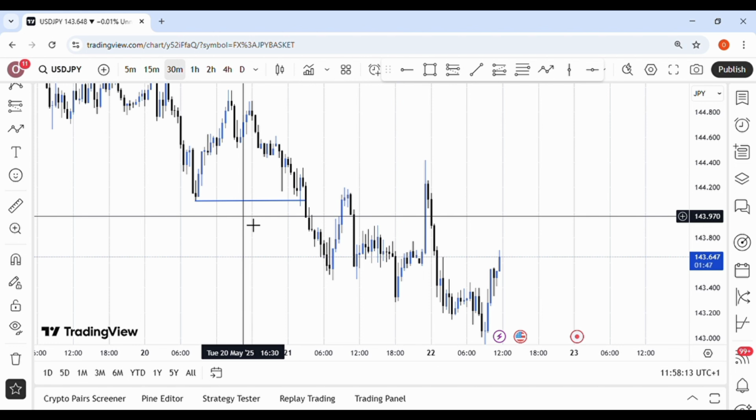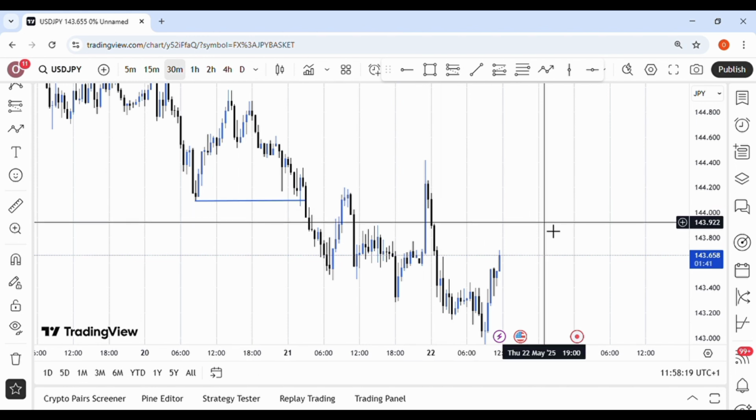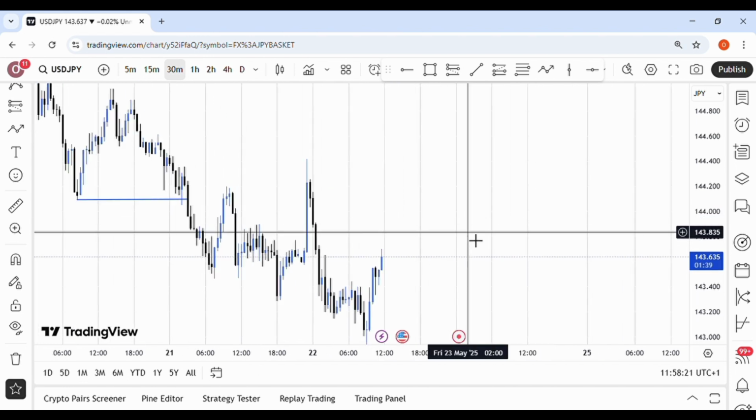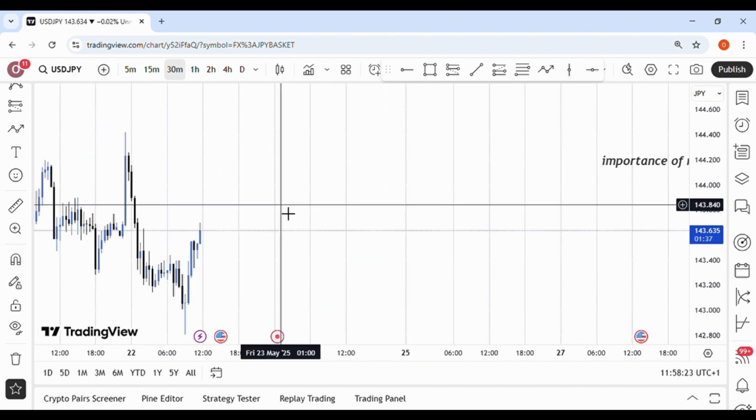So now we're going to be talking about market structure shift, or change of character. It can be seen whereby if the market is in an uptrend and the market wants to reverse back to a downtrend, the market is going to create what we call change of character for the price action students, or market structure shift for the ICT students. You understand? That is a changing of direction from the uptrend to the downtrend.